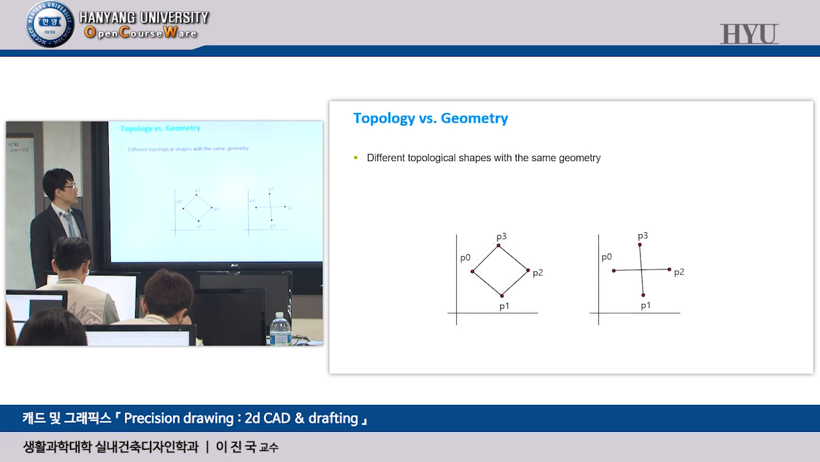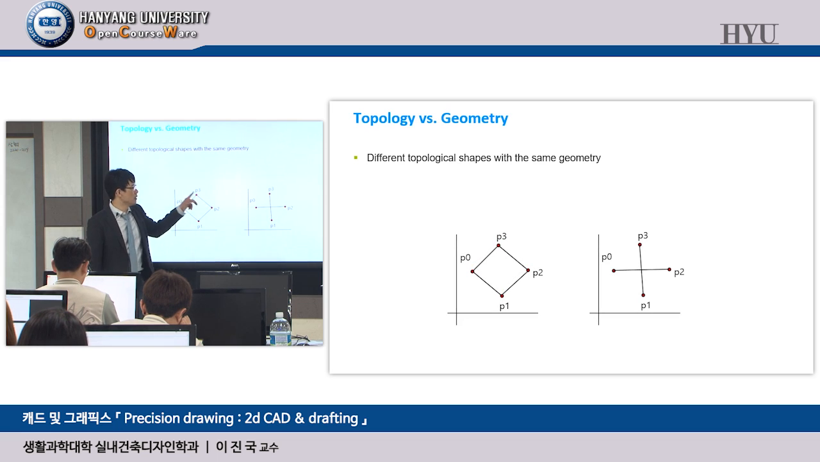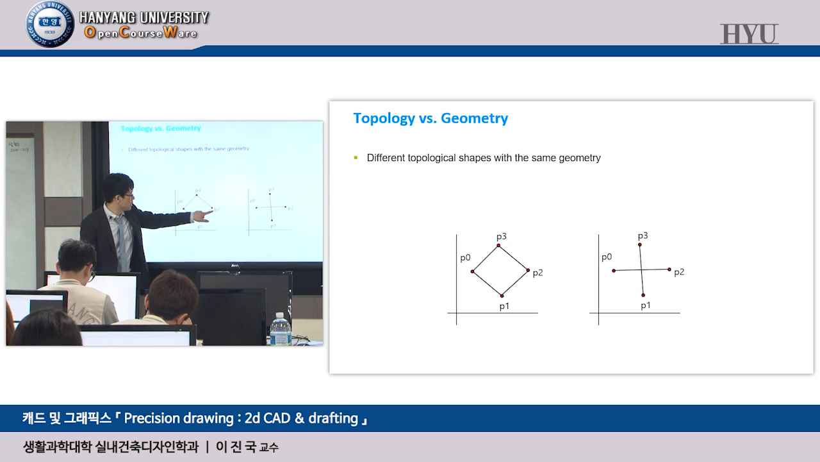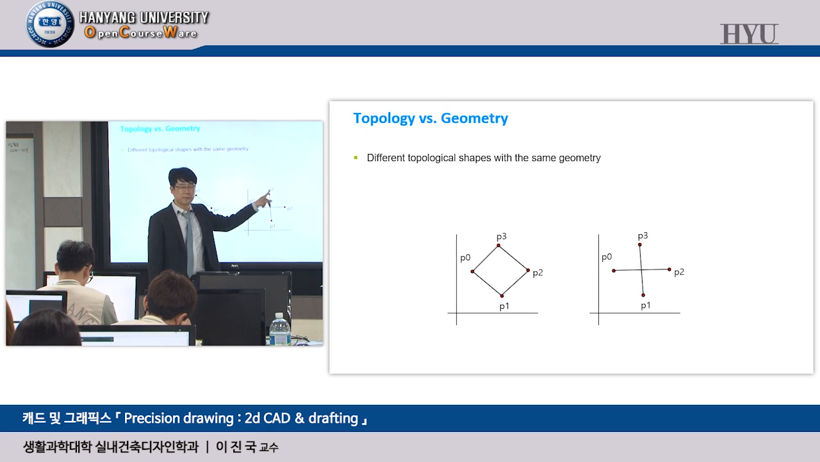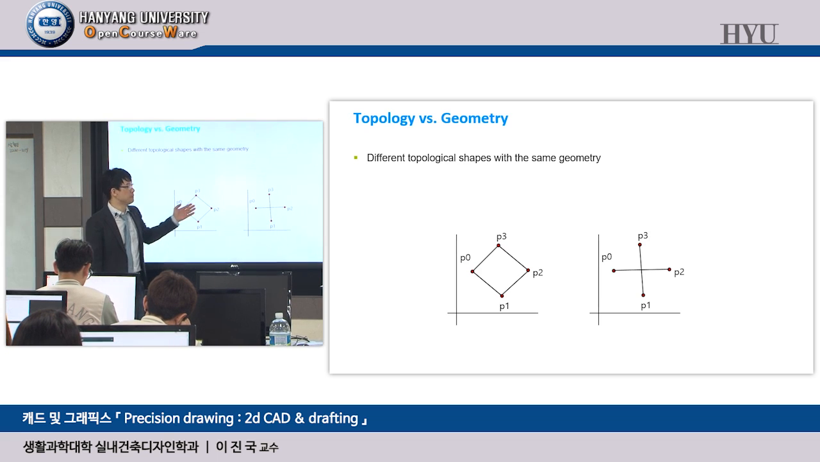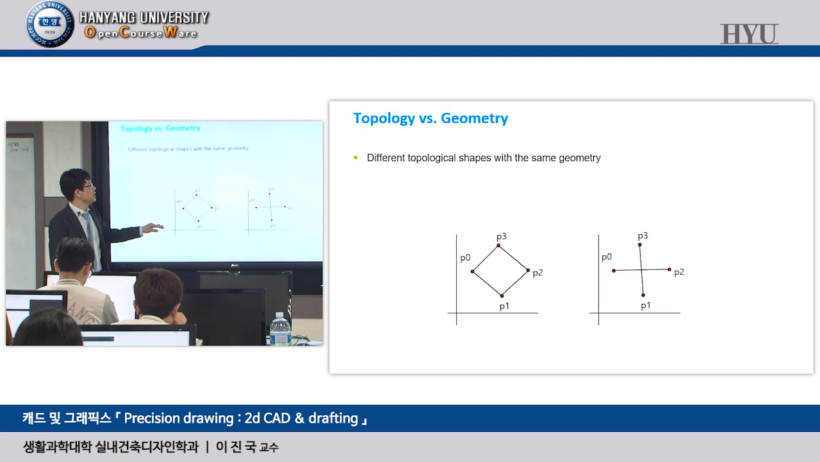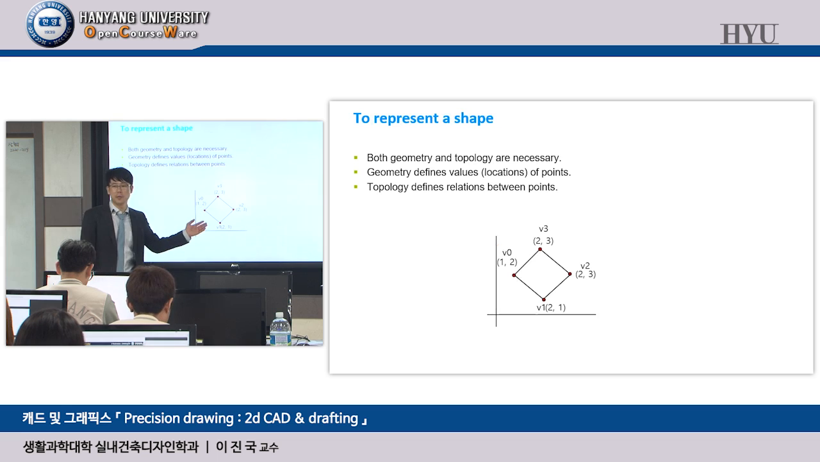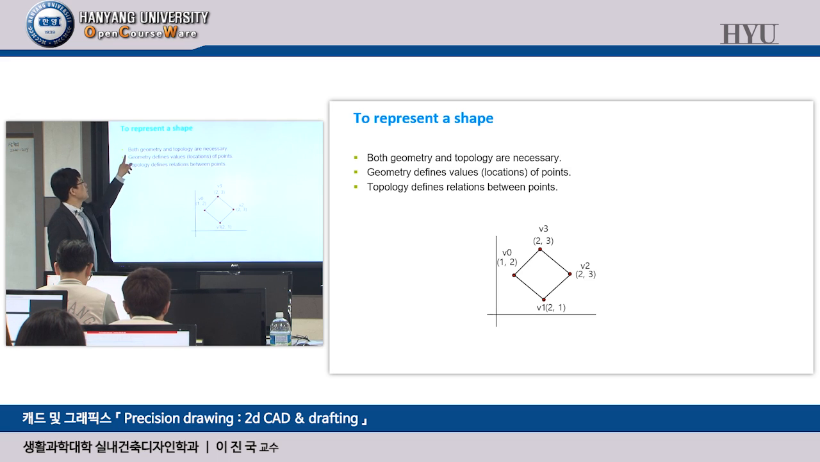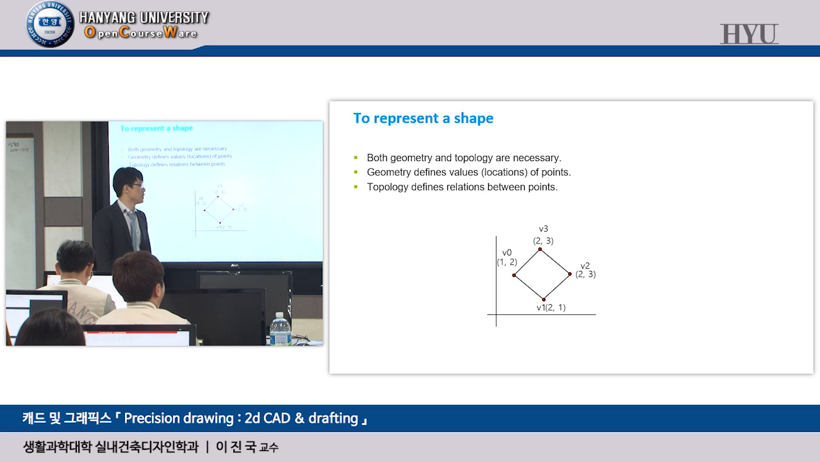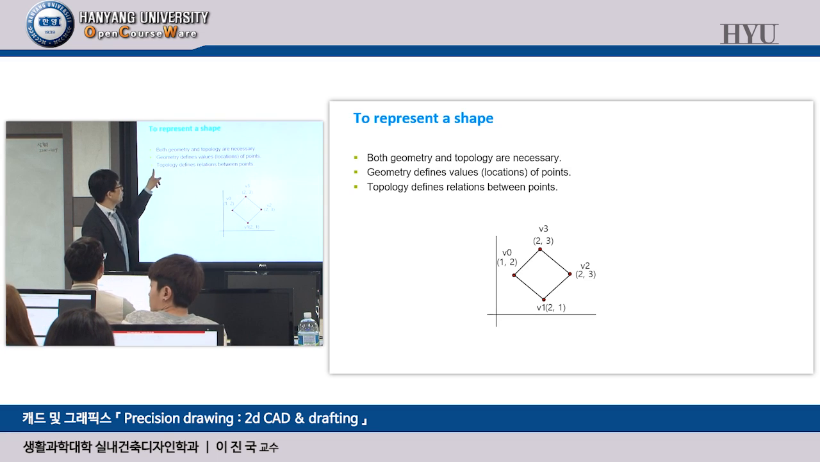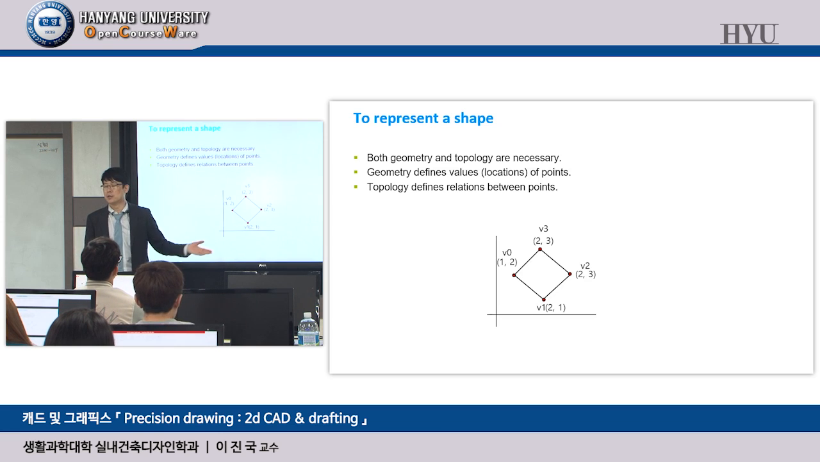That's the issue. Next one, same geometrical location, but at this time, a different topological relationship, which defines a totally different shape, okay? Same geometry, but different topology. So, at the end, to represent this shape by computers, what we need in terms of mathematical definition at a lower level, we need both, okay? Both geometry and topology are mandatorily required, okay? Geometry defines values, locations of points. Topology defines relations between points.